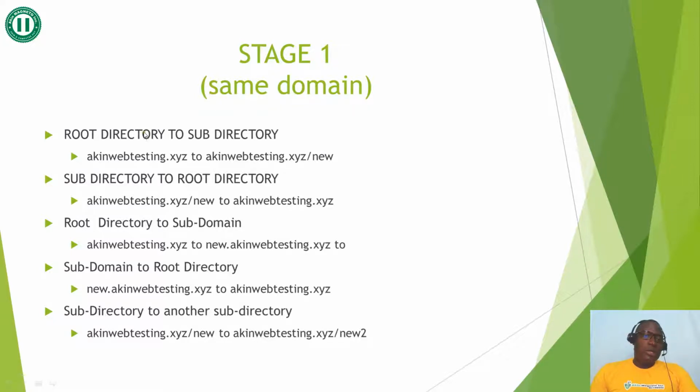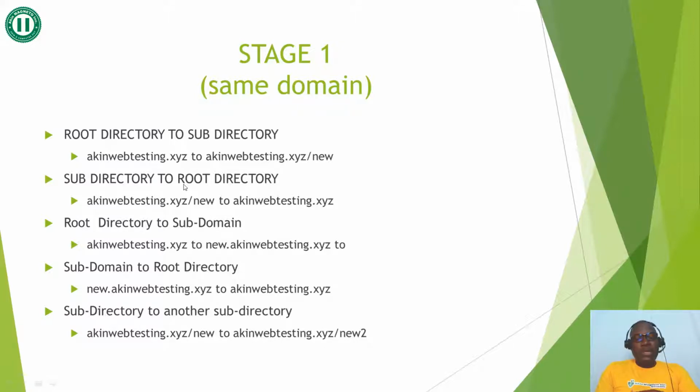akinwebtesting.xyz/new. So the first thing we are going to take care of here is how you can migrate a WordPress file from root directory to subdirectory. Also, the second division under this stage is migrating from a subdirectory to the root directory. That means reversing the first operation. And the third, we're going to talk about moving from root directory to the subdomain.